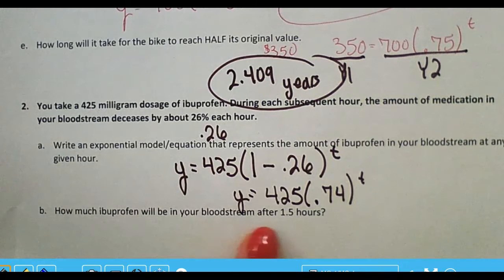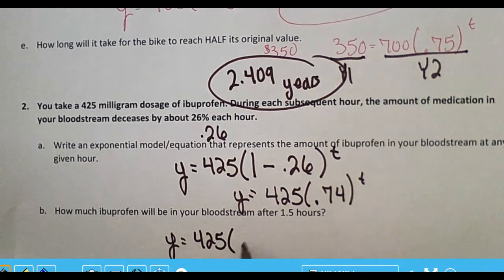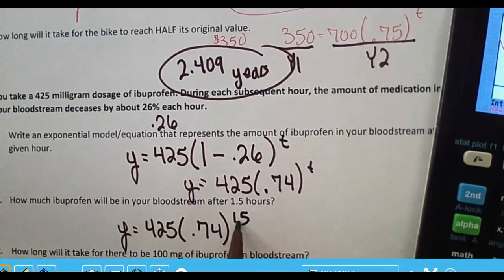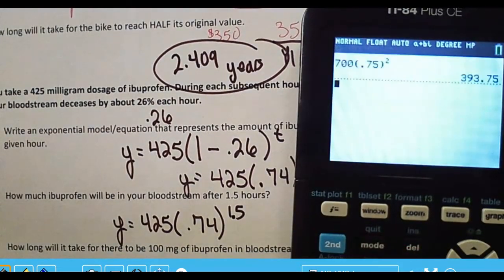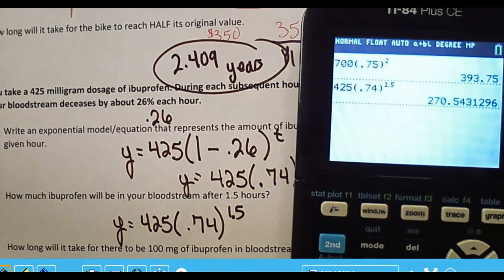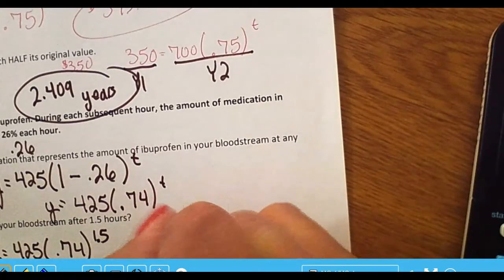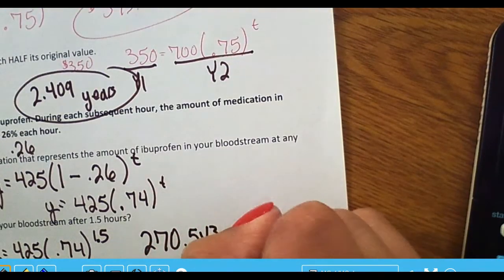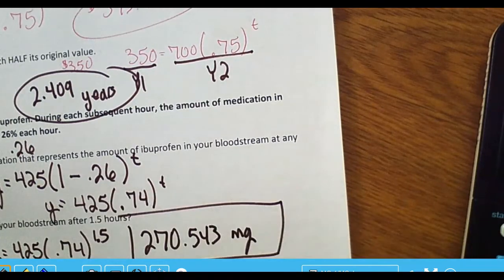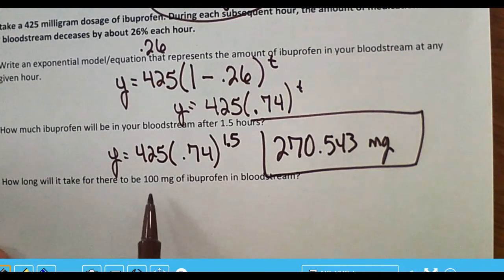So how much ibuprofen would be in your bloodstream after 1.5 hours? Well, I'm going to put that in for t. And I'm going to use the shorter version. And then I'm just going to go to my calculator, that is 1.5, and type that in. So I'll go back to the main screen, and just 425, 0.74 exponent of 1.5. So 270, again, I'm going to go 3 decimal places, and milligrams.